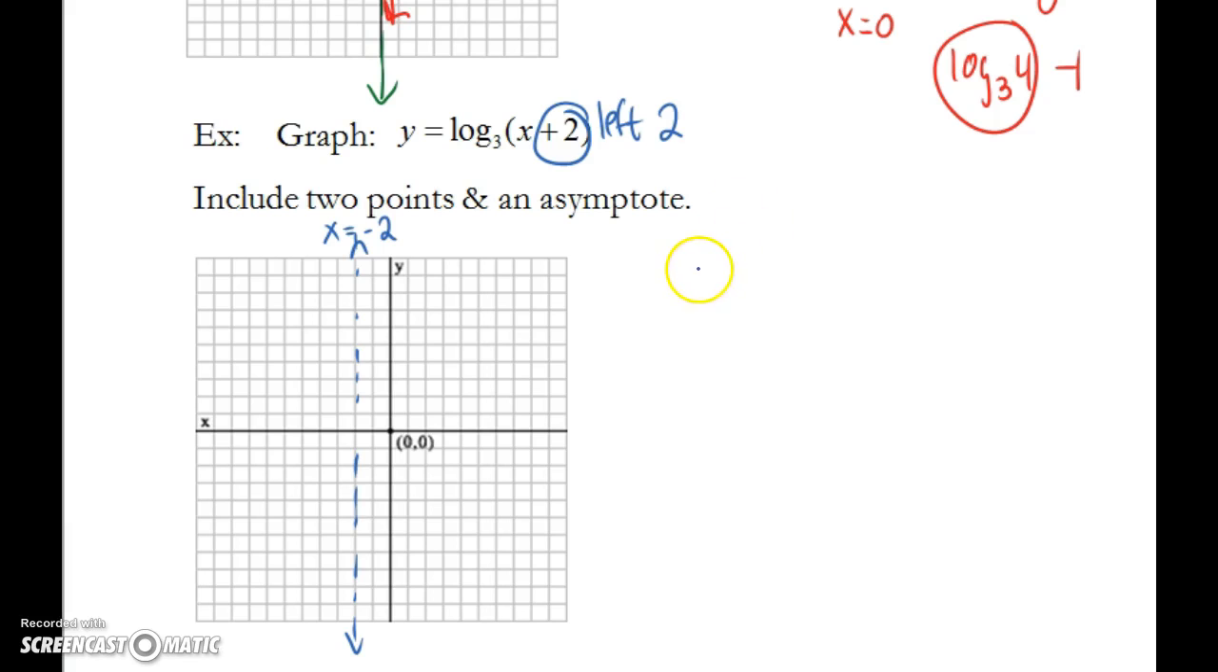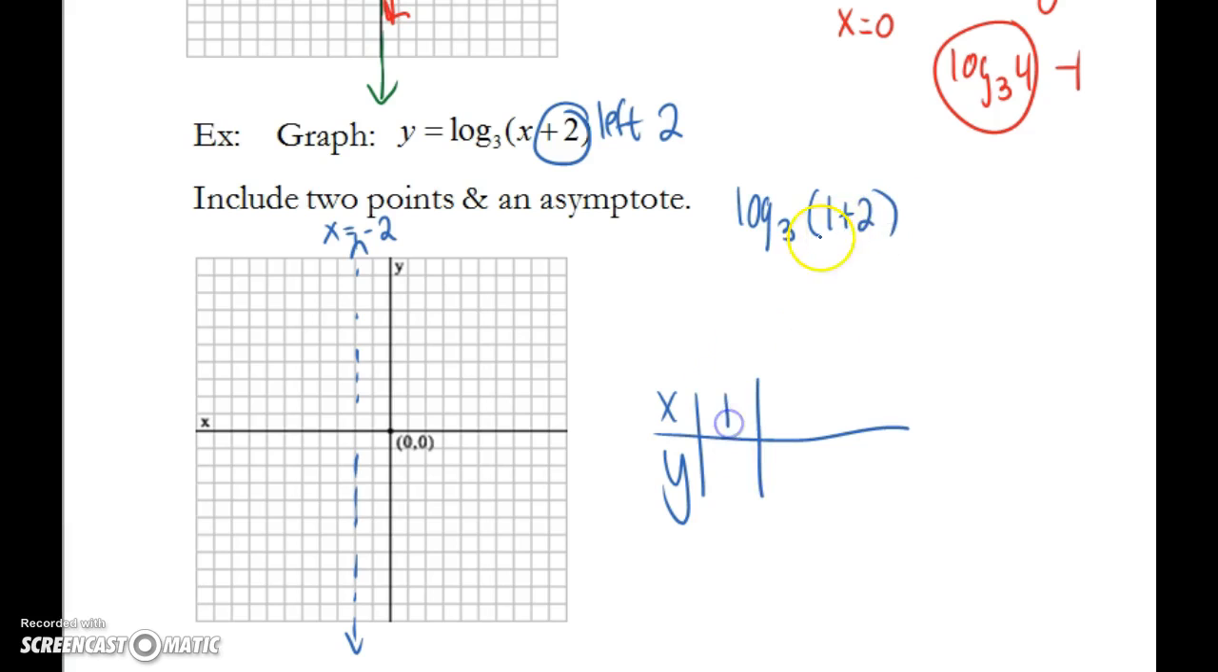All right, so we're going to take our function, and again, we're going to pick convenient values for x and make a little xy table. We don't want to pick anything on -2 or to the left of -2. Let's pick x equals 1. So we have 1 plus 2. And we like x equals 1 because this works out to be log base 3 of 3, which we know the value of, which is 1. So (1, 1) is a point on our graph.